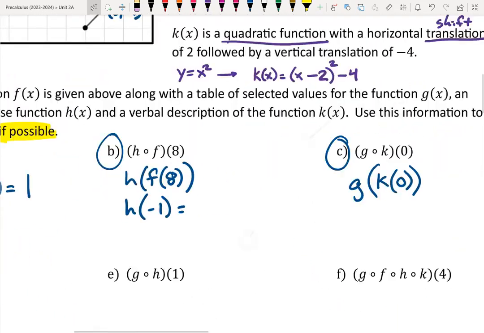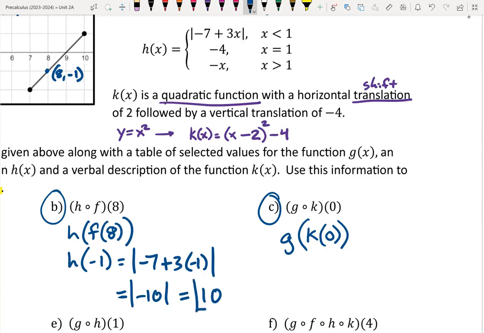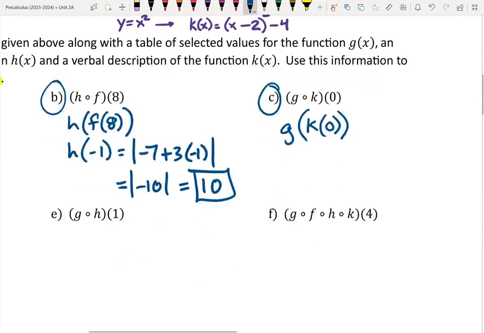So let's see, that would be the absolute value of -7 plus 3 times -1. What does that equal to? Absolute value of what? -10. What's the absolute value of -10? 10. There we go. So B is 10.